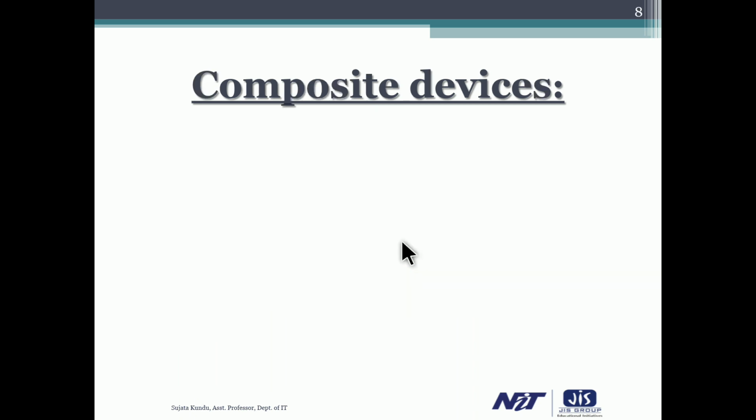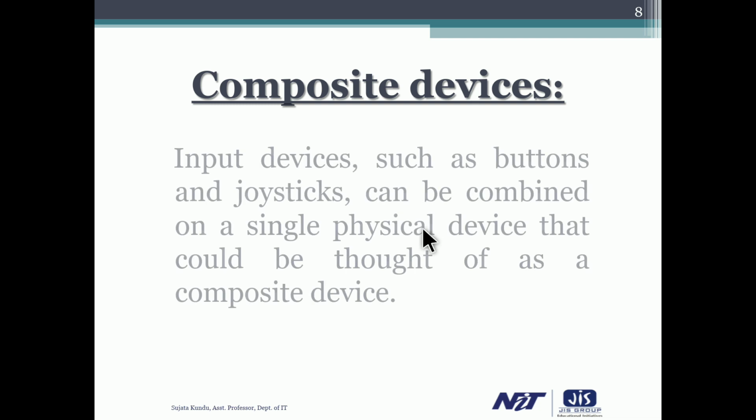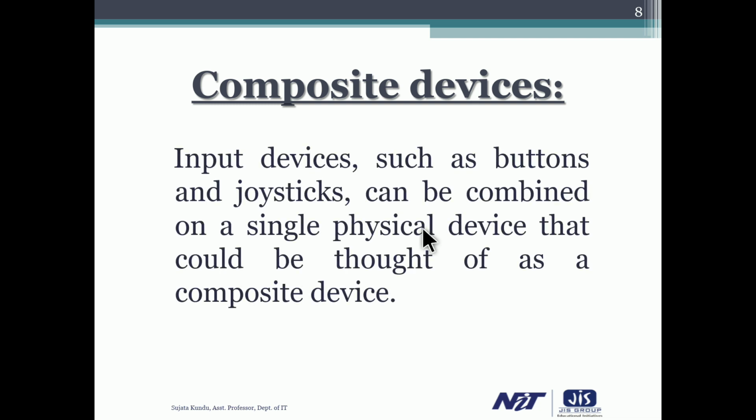Next, we will discuss composite devices. Input devices such as buttons and joysticks can be combined on a single physical device that could be thought of as a composite device. Many gaming devices have controllers like this. Examples of composite devices include game controller, game pad or joypad, paddle, etc.